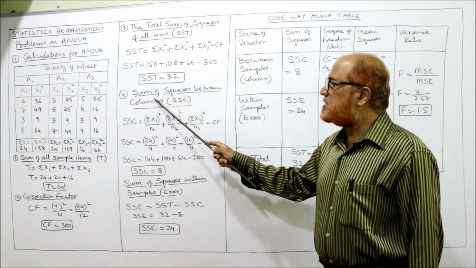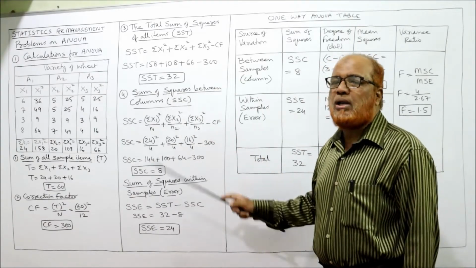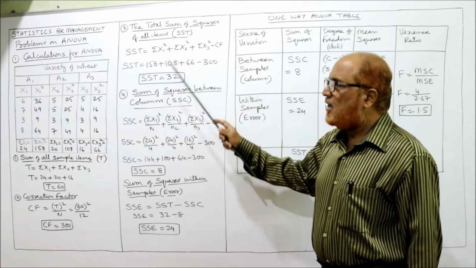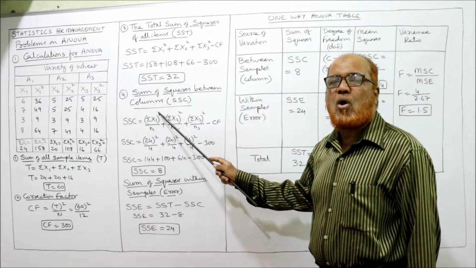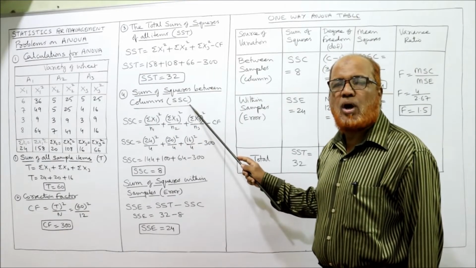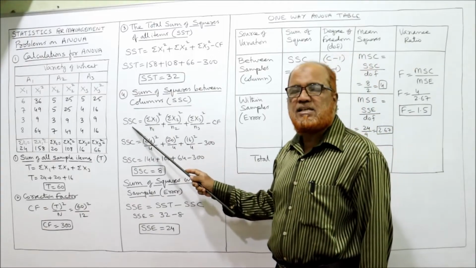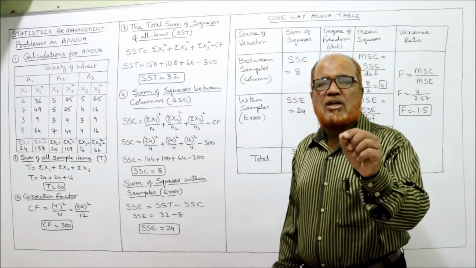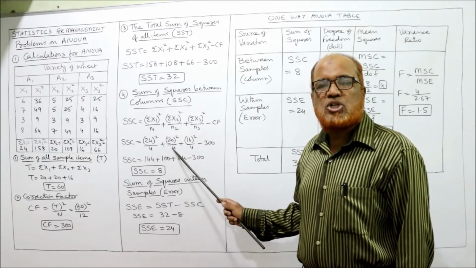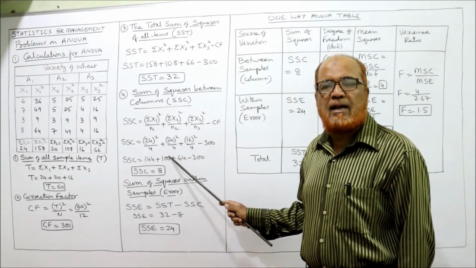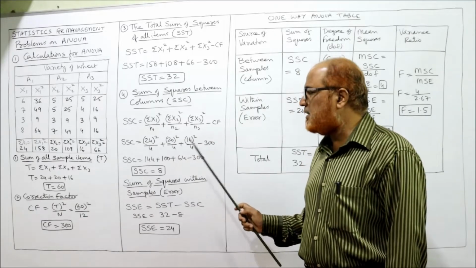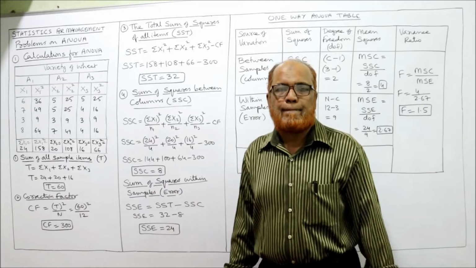SST is over. Now the sum of squares between columns, SSC. The formula: SSC is equal to summation x1 whole square by n1 plus summation x2 whole square by n2 plus summation x3 whole square by n3 minus CF, because we have 3 samples.